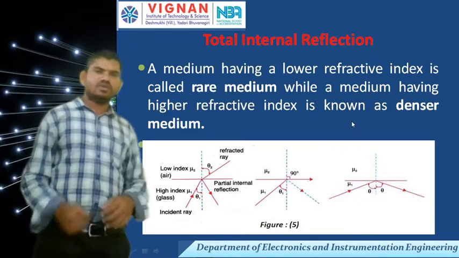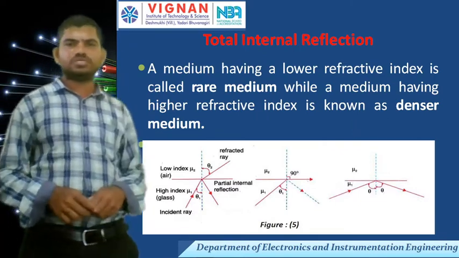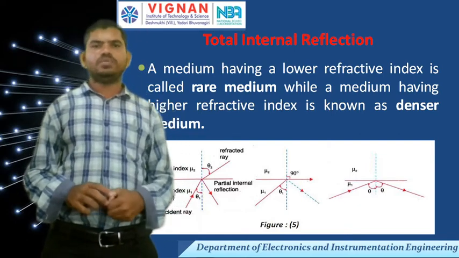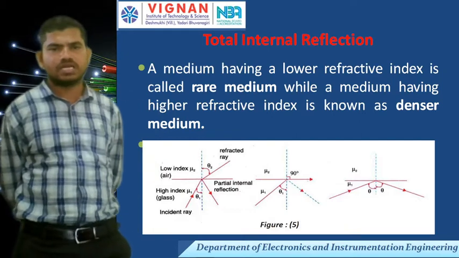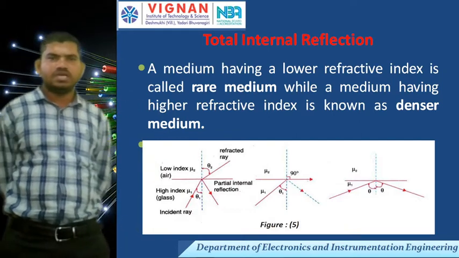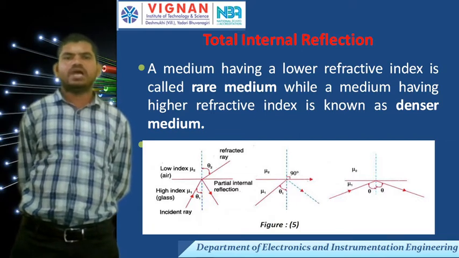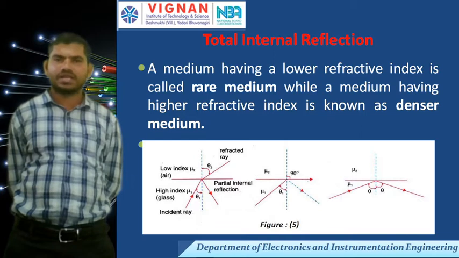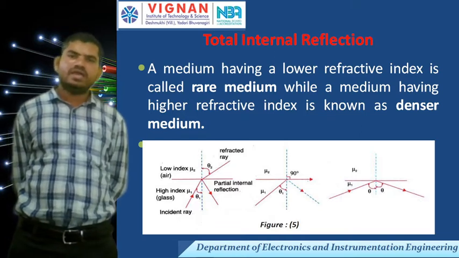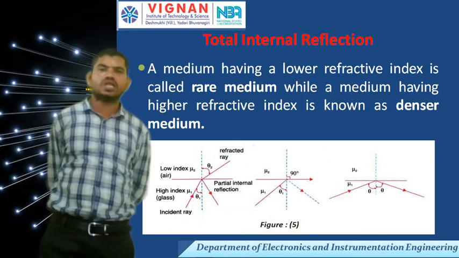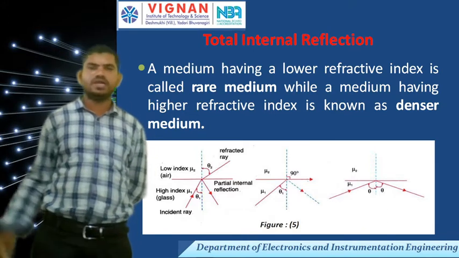Actually, this optical fiber is working on the basic principle of total internal reflection. What is total internal reflection? Here, a medium having a lower refractive index is called rarer medium, while a medium having higher refractive index is known as denser medium. Okay, we know that.